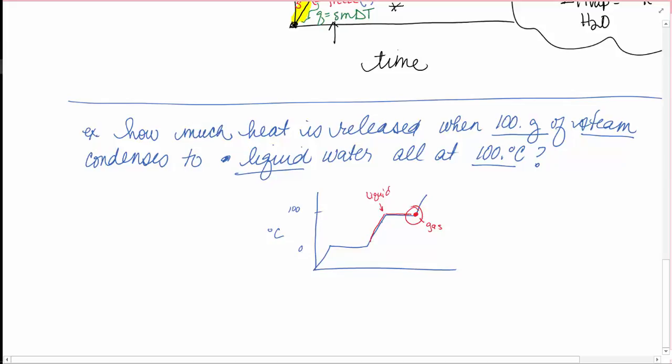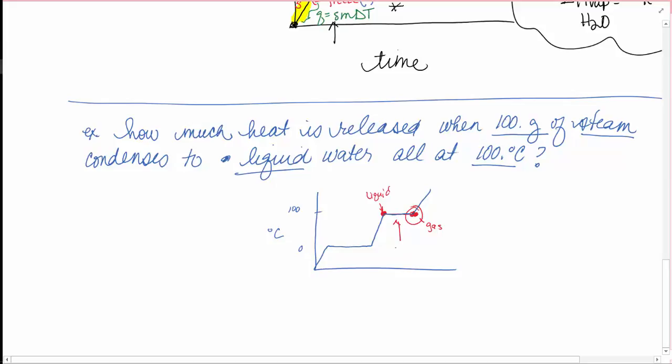And it's going to, oops, I went too far. It's not going to cool the water off. Yikes. I'm thinking ahead. It's going to condense it to right here. So it's not going to cool down. It's going to stay at 100. My apologies. So I'm starting at steam at 100. I'm going to liquid at 100.